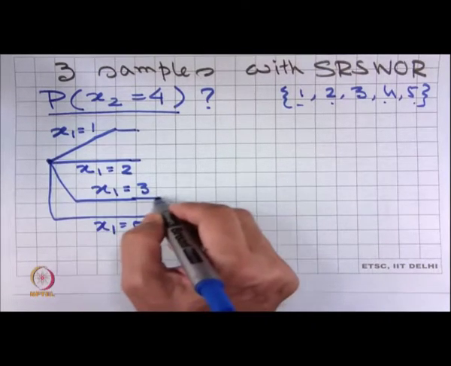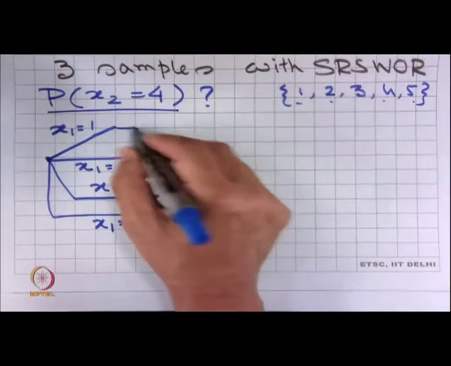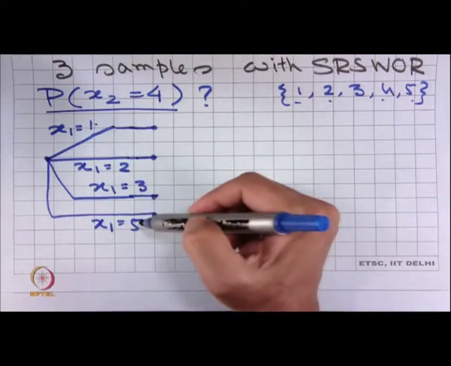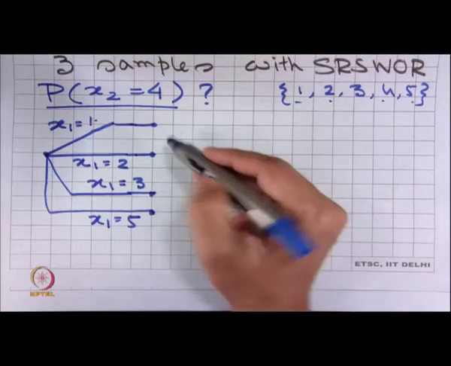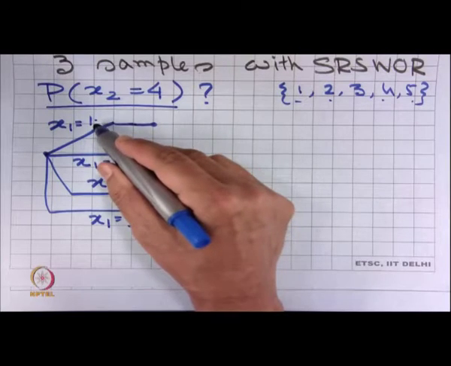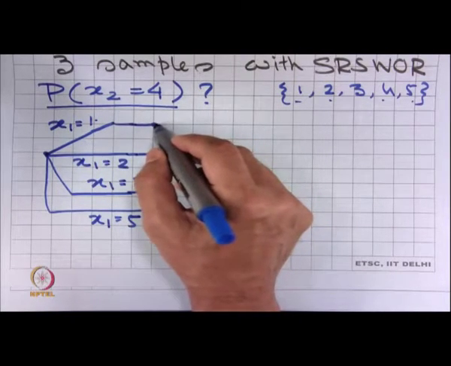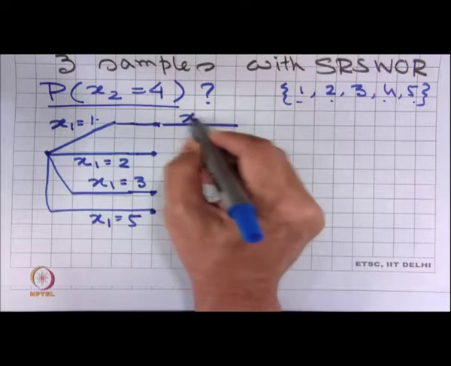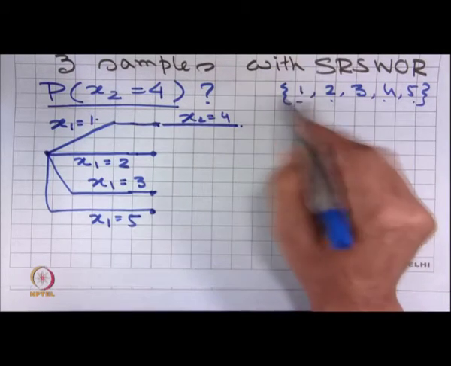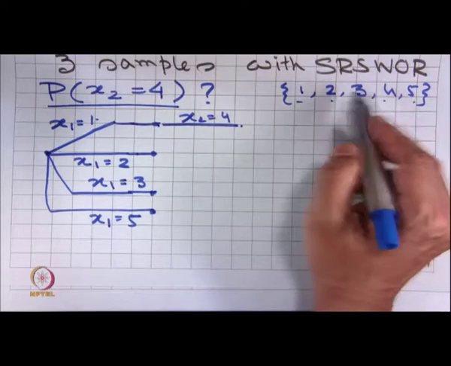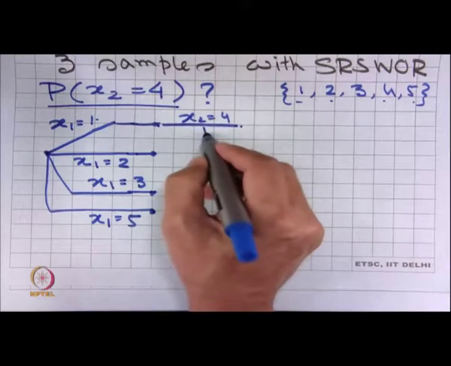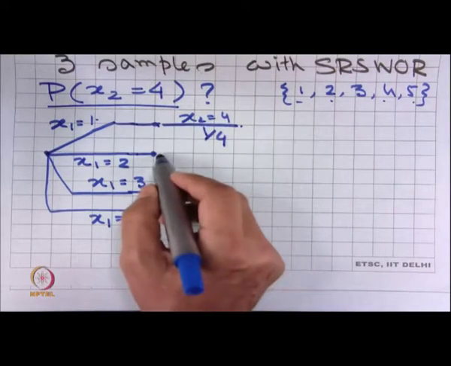The second sample can be 4 if the first sample is either 1 or 2 or 3 or 5. Now, after taking the first sample to be 1, the probability the second sample is 4, what is this probability? After 1 is taken, there are 4 elements. Therefore, the probability that the second element is 4 is 1 by 4.